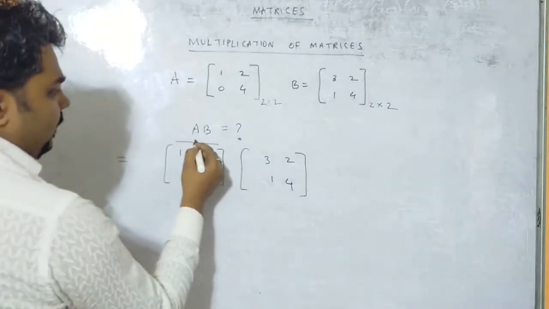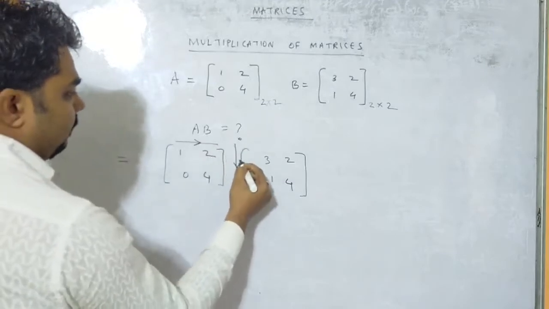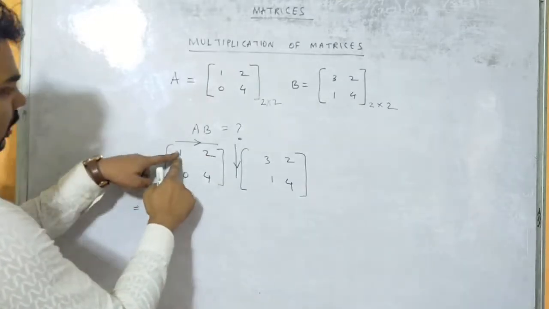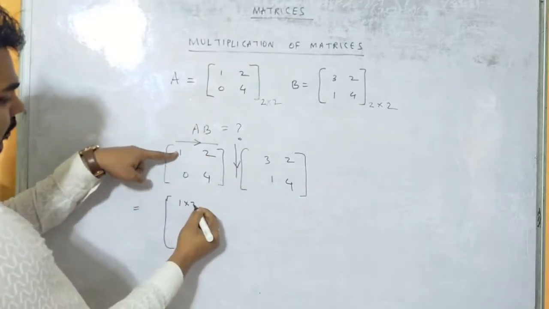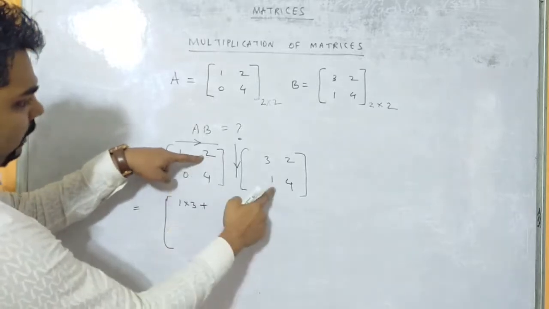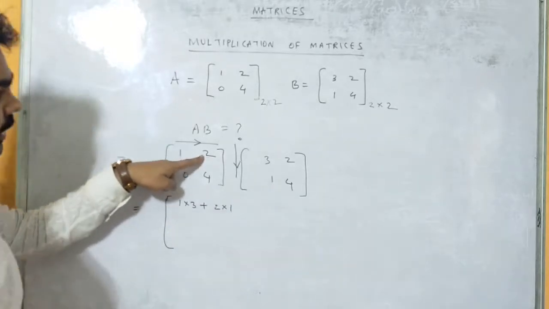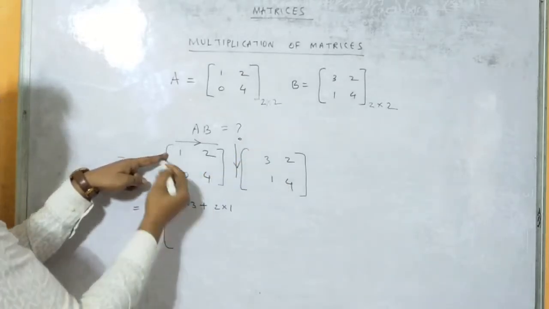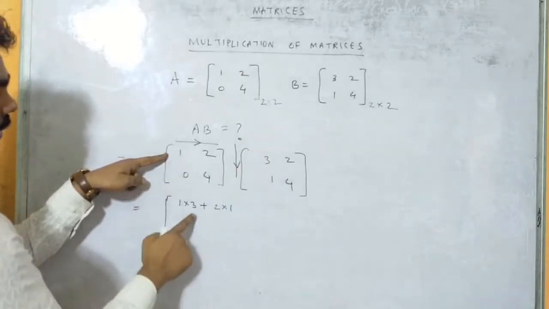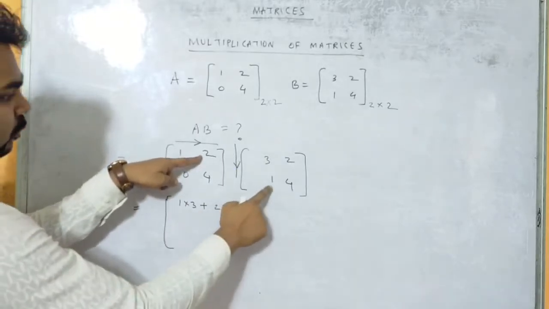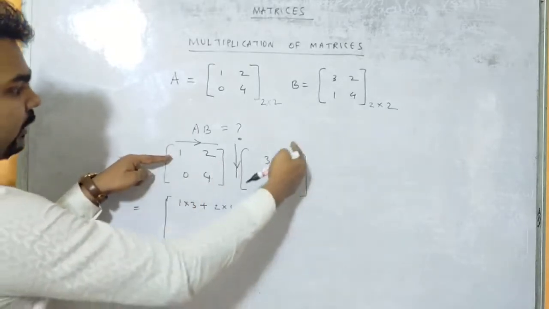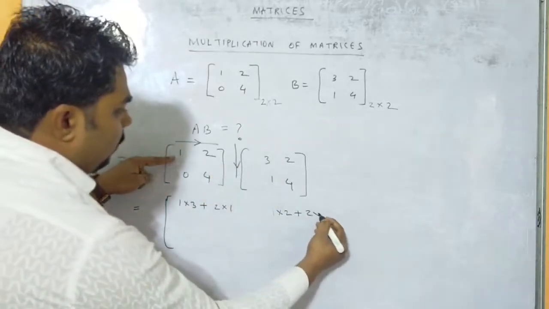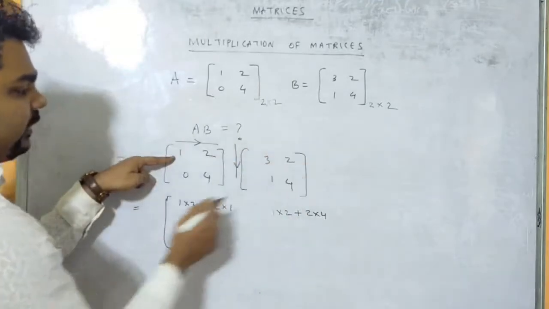So multiplication will be row and column wise, that is 1 into 3 plus 2 into 1, right? You see the direction of the arrow. We need to multiply this row and first column, right? Row 1 and column 1, that is 1 into 3 plus 2 into 1. Now similarly row 1 with column 2, 1 into 2 plus 2 into 4. So this row and second column.